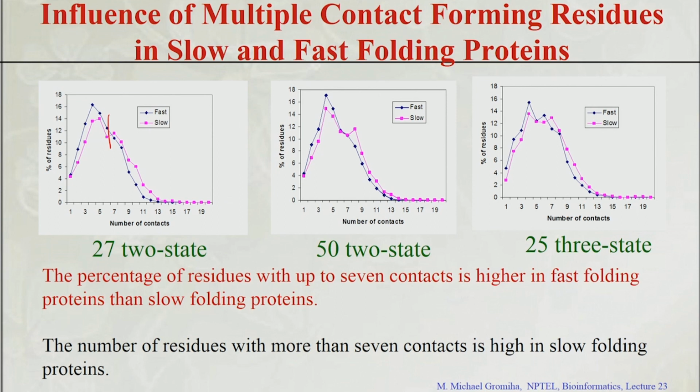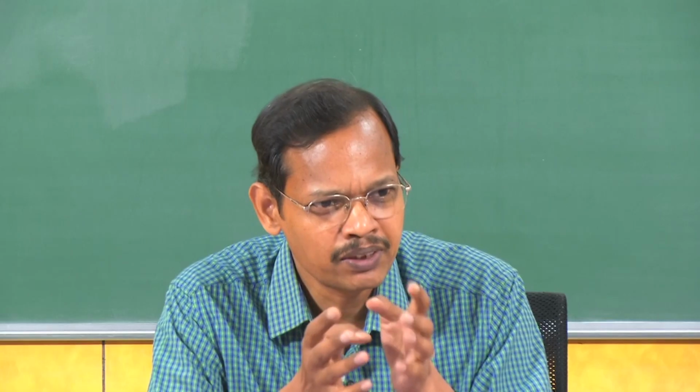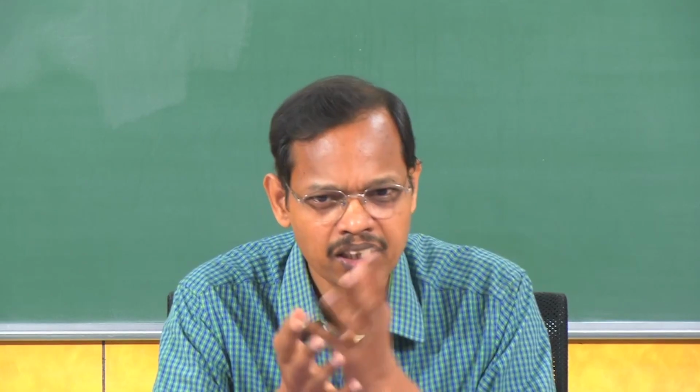Now, is it possible to get this information from the sequence? Because for topological parameters, contact order, long range order, multiple contact index, we need a structure. It also depends upon the type of the protein: alpha, beta, mixed class proteins. Can we predict or relate the sequence based parameters with the folding rates?